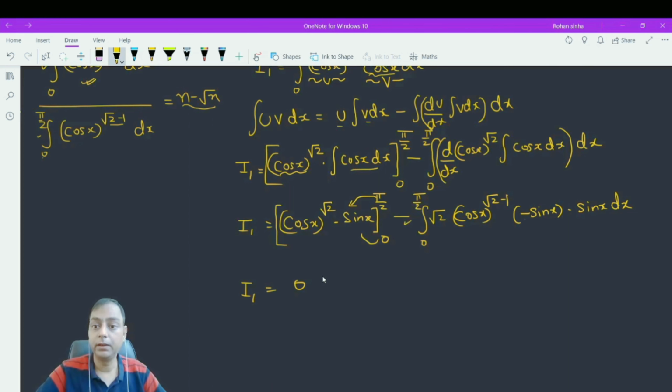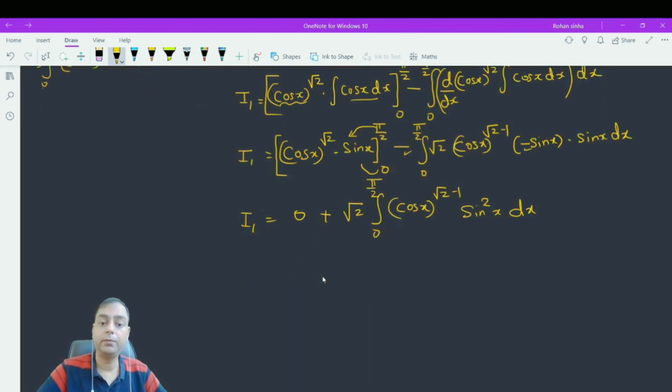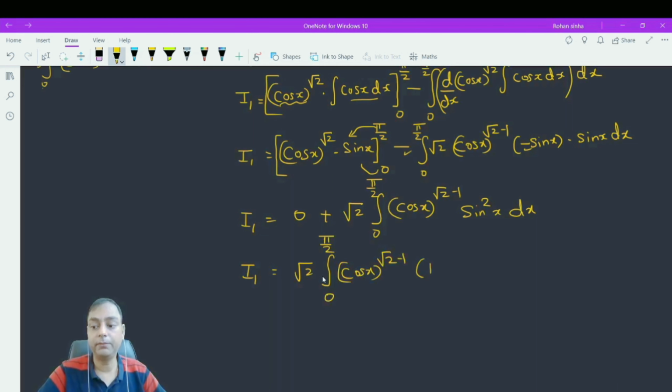And what about this? Minus and minus will give plus. Root 2 is taken outside the sign of integration. This is the integral from 0 to pi by 2 of cos x raised to root 2 minus 1, and this is sin x into sin x, which is sin square x, dx. Now simply calculating the value of sin square x, it is 1 minus cos square x. So I1 is equal to root 2 times the integral from 0 to pi by 2 of cos x raised to root 2 minus 1, and sin square x is nothing but 1 minus cos square x, dx.